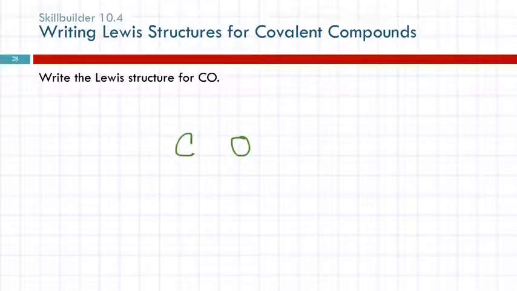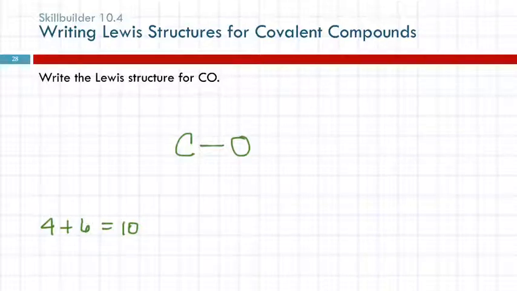Next, we find how many valence electrons I have to work with. So we find carbon on the periodic table. It's got 4 valence electrons. And oxygen has 6. And 4 plus 6 is 10. So I have 10 electrons that I need to show in this structure. So the first thing I want to do is make a bond between them. So draw a line, remembering that a line is 2 electrons.